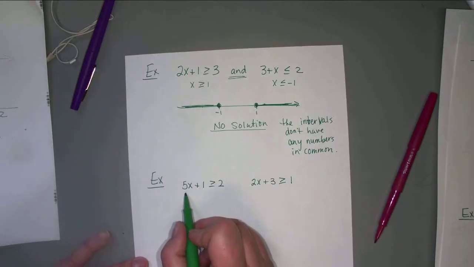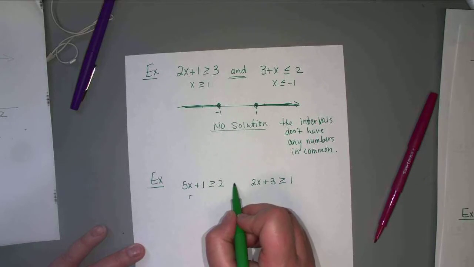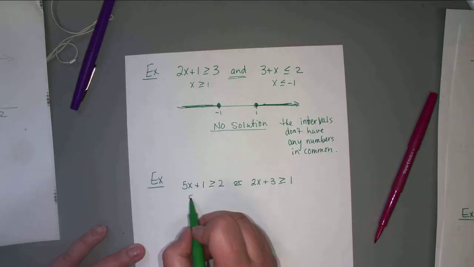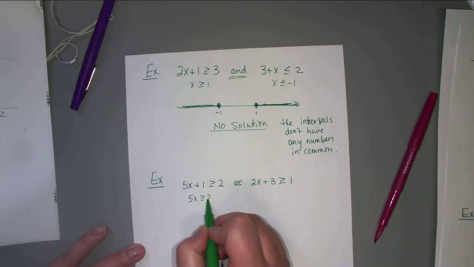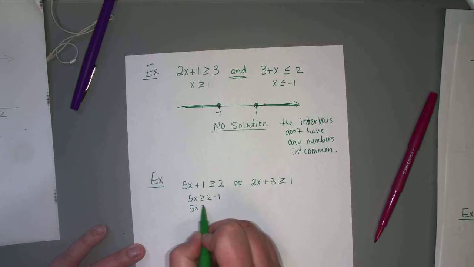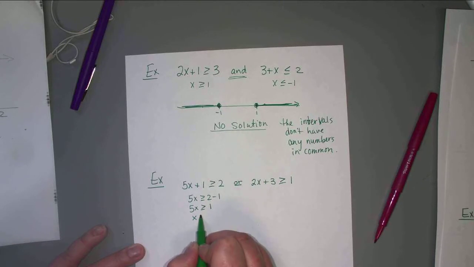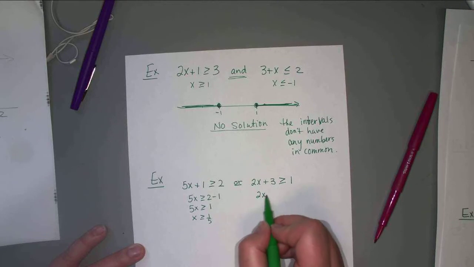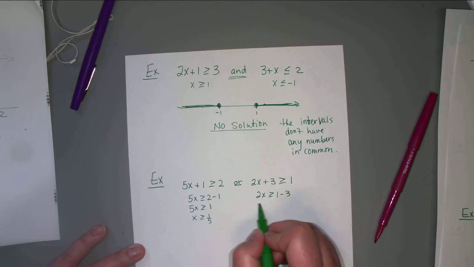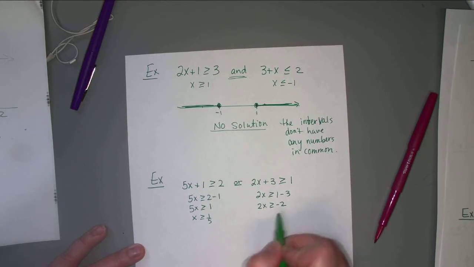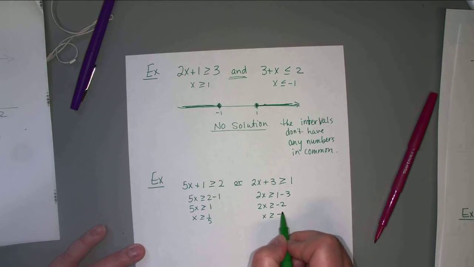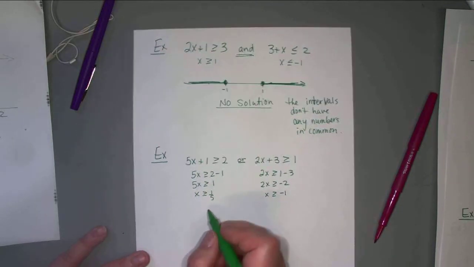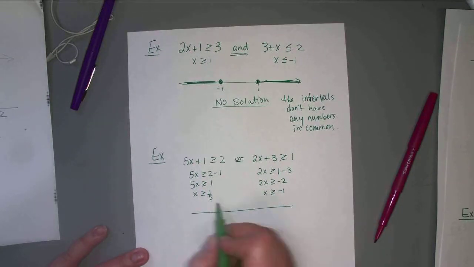So if we solve these, let's say that we want to say, we'll do and or for this. So first or. So 5x greater than or equal to 2 minus 1. So x is greater than 1/5. All right. So here, greater than 1/5.